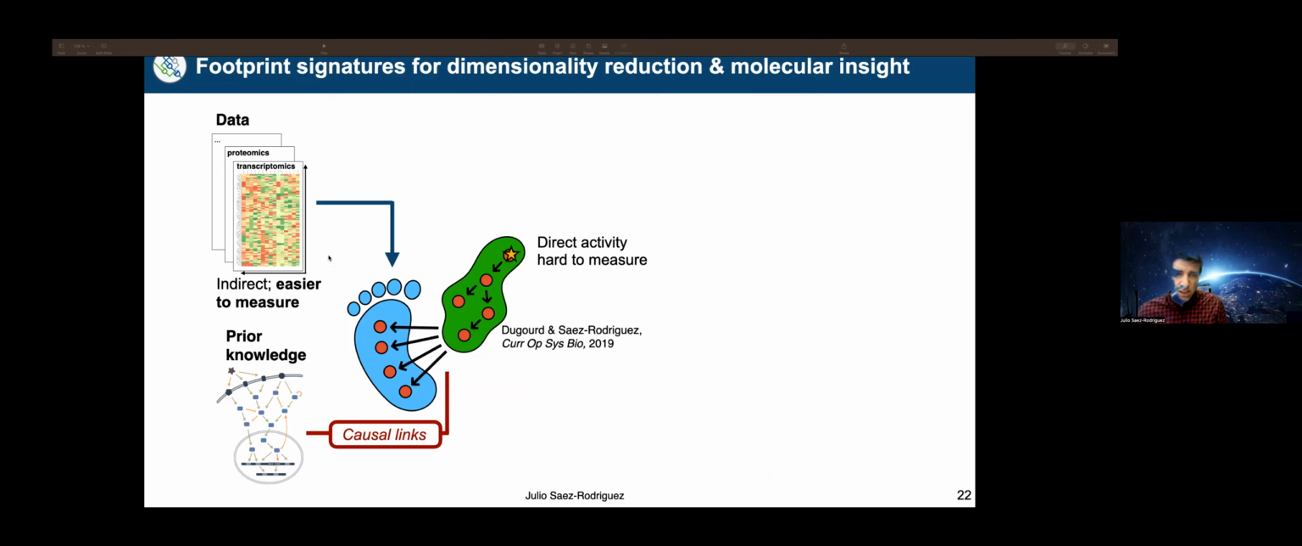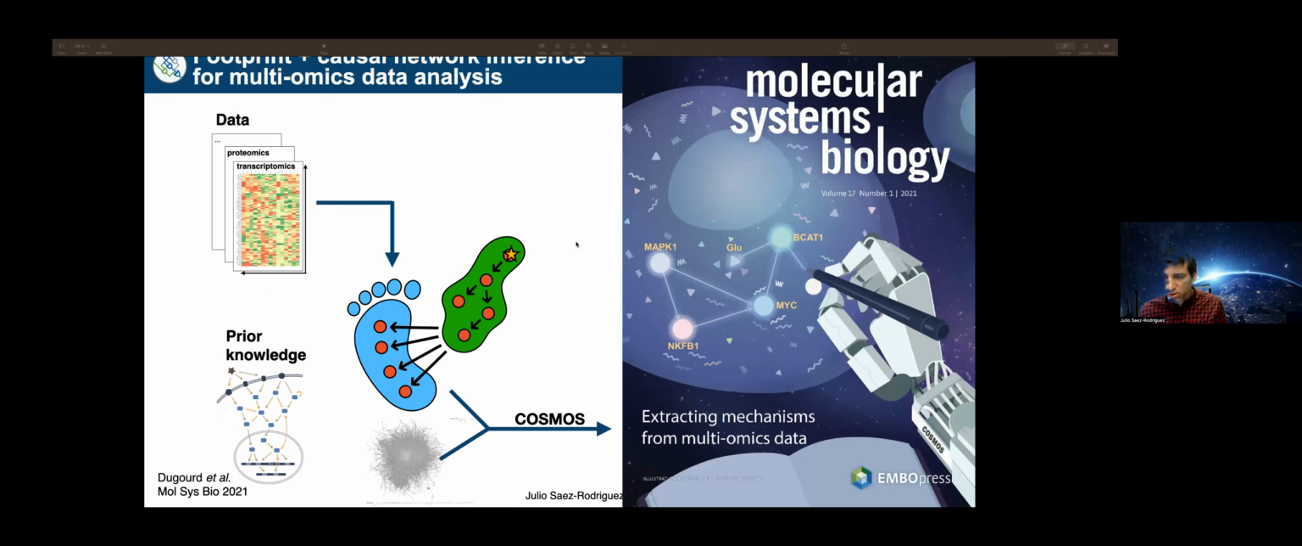So to summarize this part of the talk, I tried to explain how we use knowledge to first extract these footprint features from different omics data sets, and then how we bring them together with large prior knowledge networks to try to extract key mechanisms from multi-omics data.